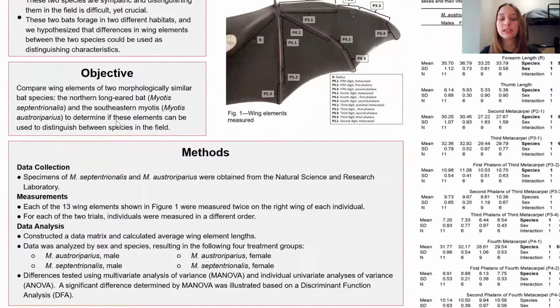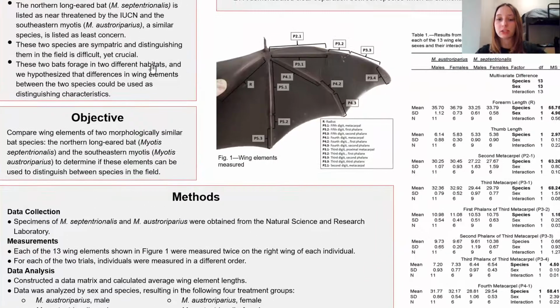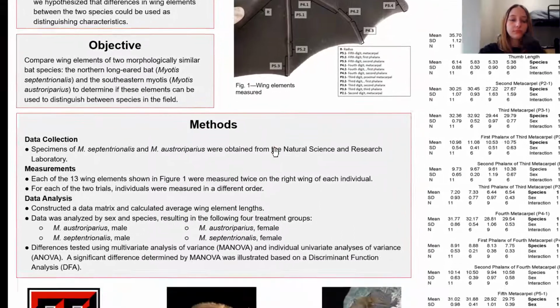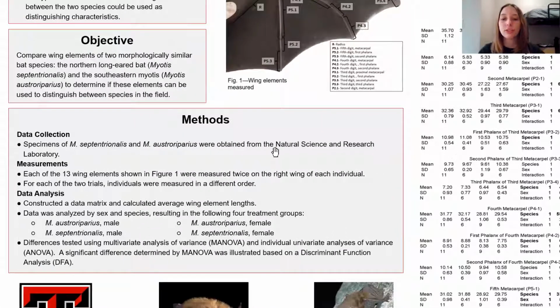To begin, we collected specimens from the Natural Science and Research Laboratory and measured 13 different wing elements, shown in Figure 1. The forearm, thumb, which is this component at the top, the second metacarpal, the 4 components of the third metacarpal, 3 components of the fourth metacarpal, and the 3 components of the fifth metacarpal. We measured each individual twice, and we measured the individuals in a different order for each trial.